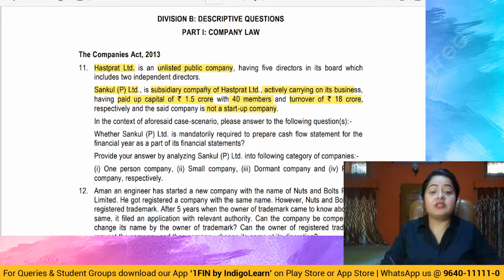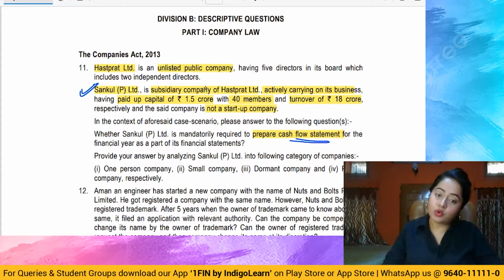Now, in context of the aforesaid case scenario, please answer the following question. Whether Sangpul Private Limited is mandatorily required to prepare a cash flow statement for its financial year as part of financial statement. Provide your answer analyzing Sangpul Private Limited in the following categories: 1-person company, small company, dormant company or private company. So what you have to do is check whether this Sangpul Private Limited is required to prepare cash flow statement in its financial statement or not.